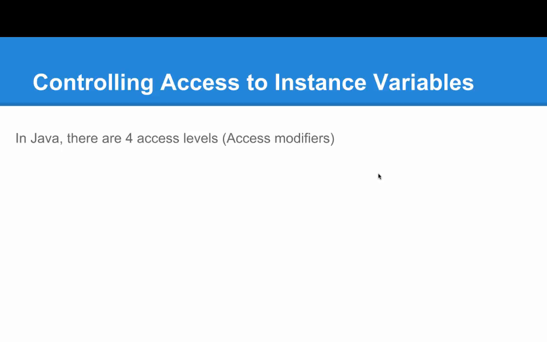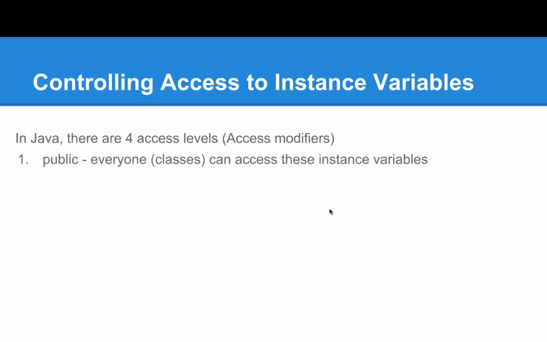Java has 4 access levels, or access modifiers. The first one is public. If you put public in front of any instance variable or a function, that means you want Java to make sure that everyone can access these instance variables that you added the public in front of.